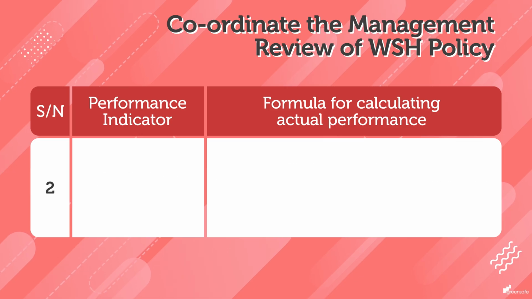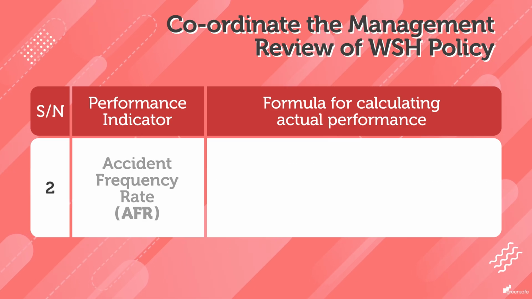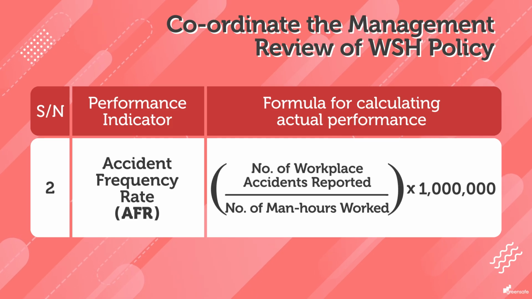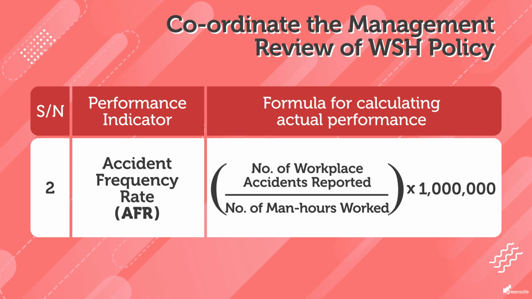The second performance indicator would be the accident frequency rate. By its definition, it calculates the rate of accident frequencies at the workplace. This can be calculated by using the formula given above, to divide the number of workplace accidents reported by the number of man-hours worked and then times the value by 1,000,000. You will then get the value that you are looking for.